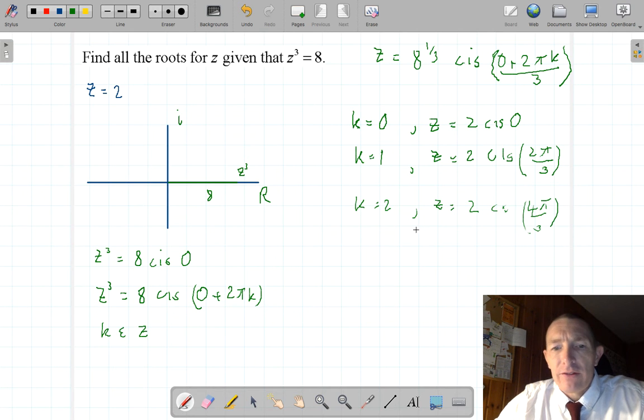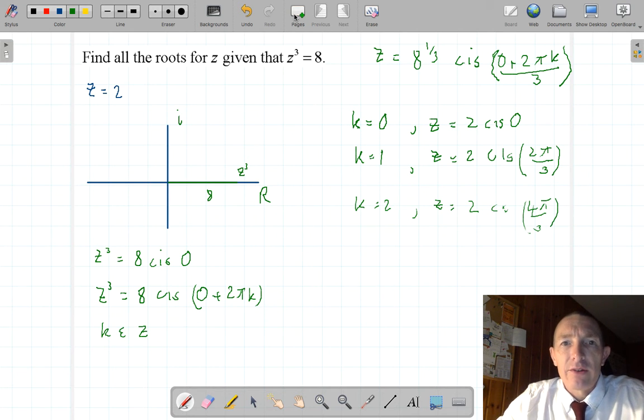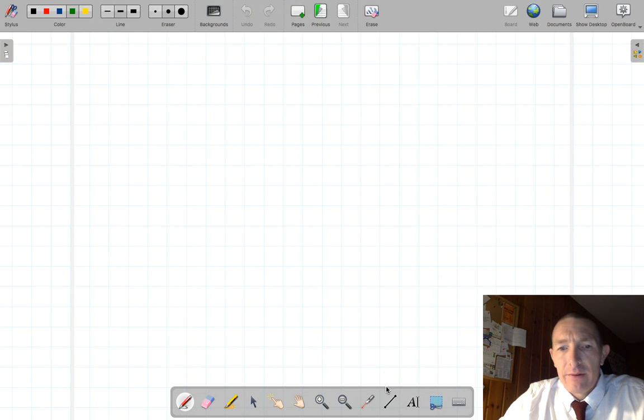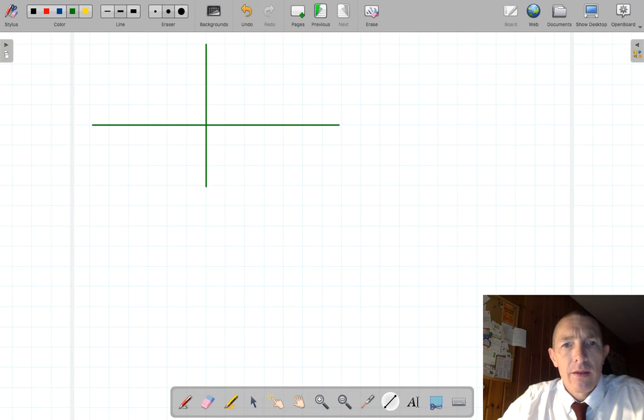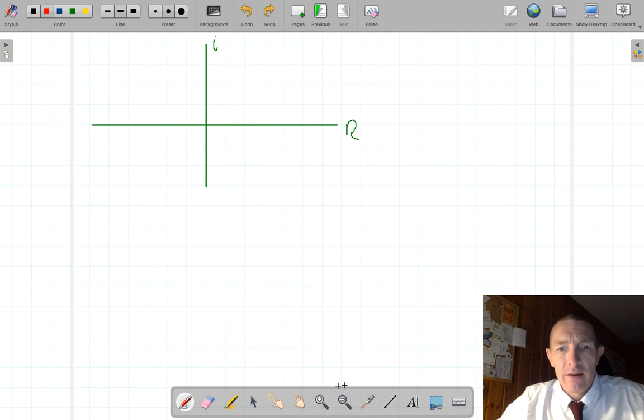This is the conjugate of this, and I'll show you why using another Argand diagram. So let's just flick onto the next page. So here are my 3 roots, and I'm going to redraw them on another Argand diagram. So again, I've got real and imaginary. Now the first one was z equals 2. Nice straight line. Z equals 2. So it's just going to go along there 2 units.